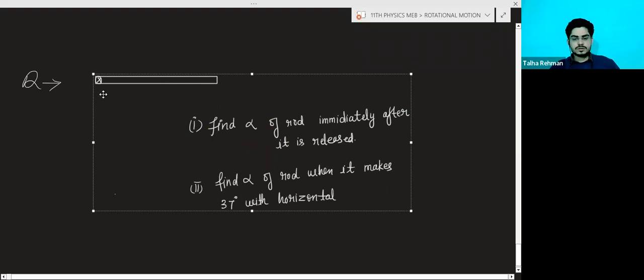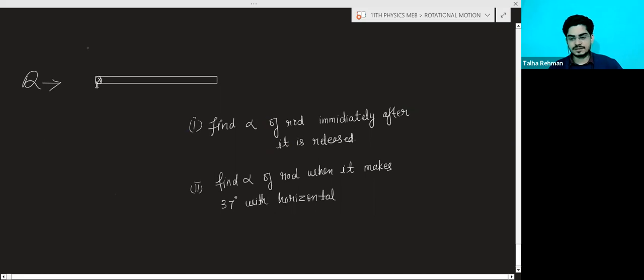So this is a rod, and this rod is pivoted from here. Means about this axis, this rod can rotate if you apply a force. They are asking to find the angular acceleration of the rod immediately after it is released.